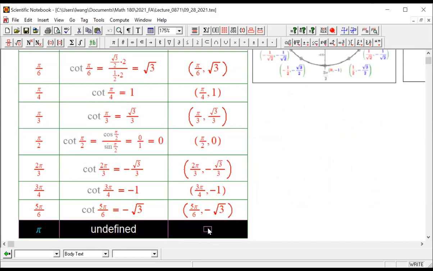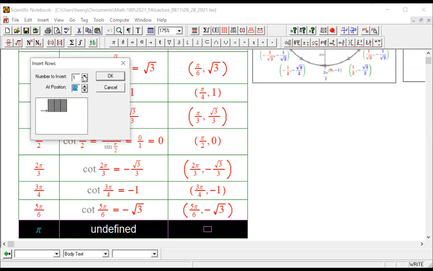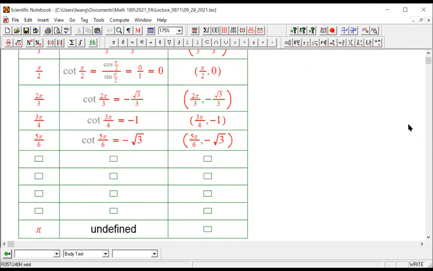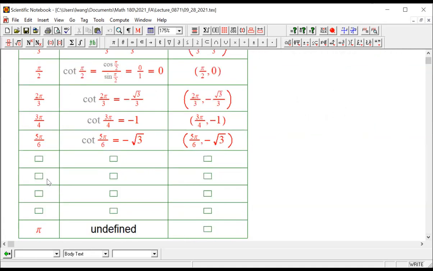Now, we're getting closer to pi, right? We know we cannot take the value of pi, but we can get closer and closer to it. So now, without further ado, I'm just going to give you some degrees.